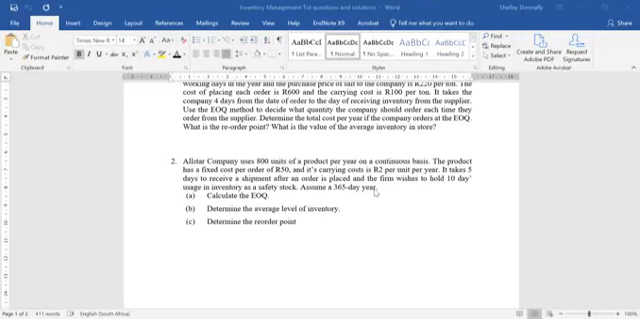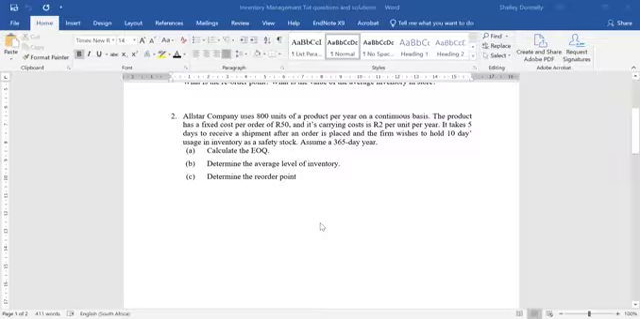Assume a 365-day year. Calculate the EOQ. Determine the average level of inventory and determine the reorder point. I'm not too sure which part of this you had a problem with, but let's go through all of it. So calculating the EOQ, remember the formula.